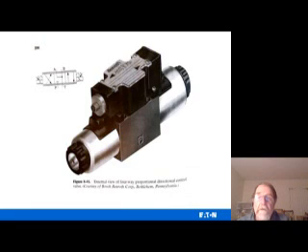And here's what it looks like. Okay, and that's its symbol for it. And you can see that it's a pretty snazzy device. It's a 4-way 3-position valve, and it's pretty well self-contained. You can see it's spring-loaded, and it's got these solenoids on it.